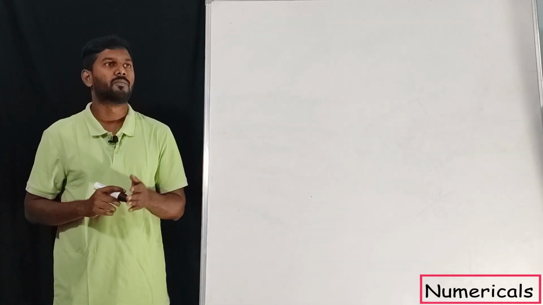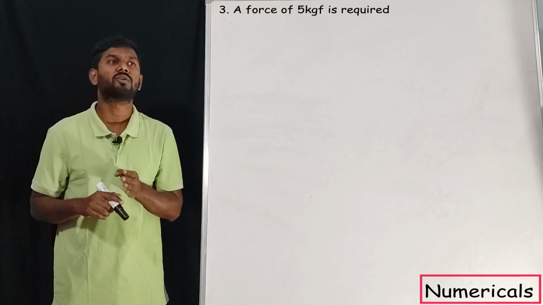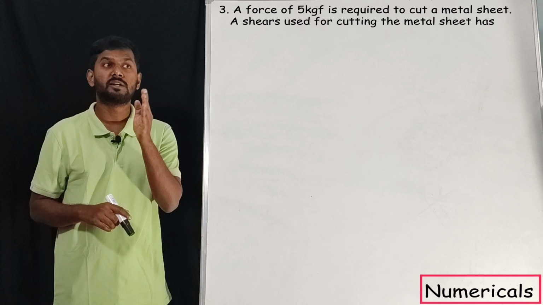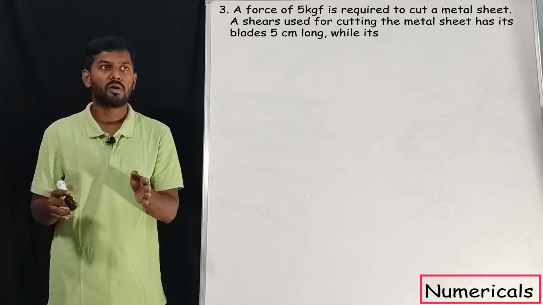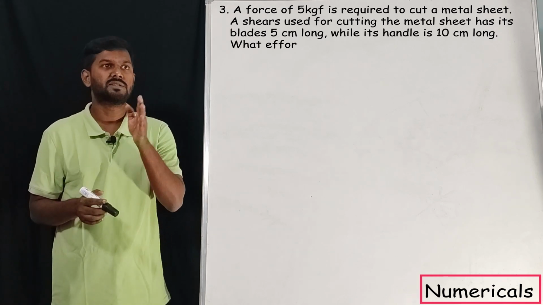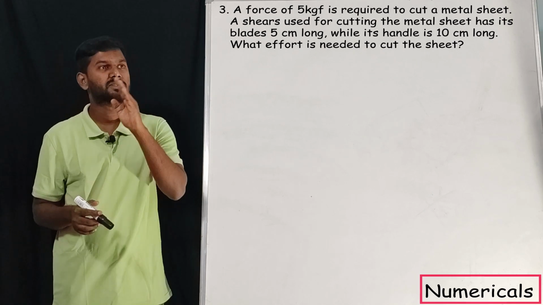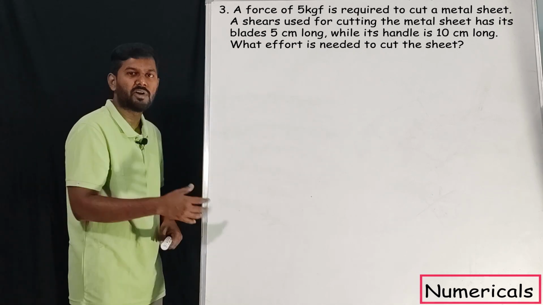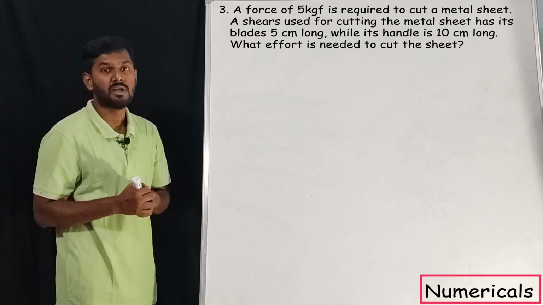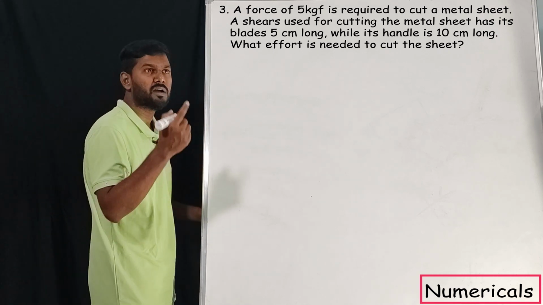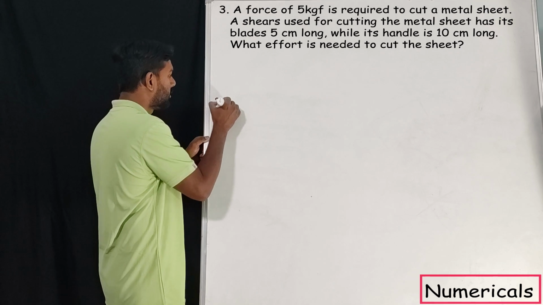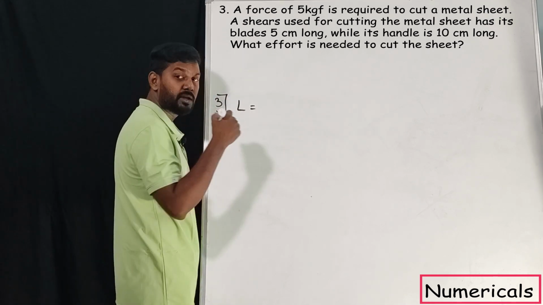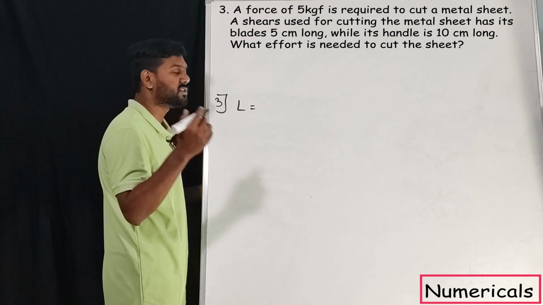Question number 3. A force of 5 kgf is required to cut a metal sheet. A shear is used for cutting the metal sheets, its blades are 5 cm long while its handle is 10 cm long. What effort is required to cut the sheet? First we will write the given data. While writing the given data, I will make you understand what the given things are so that we can easily calculate the effort required. Okay. Third question. Here 5 kg of force is required.